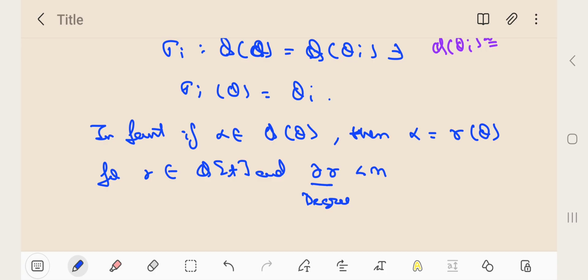Okay, because what was the basis? The basis was the elements 1, theta, theta square, till theta to the power n minus 1. So any arbitrary linear combination will be of the form a0 plus a1 theta plus a2 theta square, and so on till an minus 1 theta to the power n minus 1. So if I take r to be the polynomial a0 plus a1x plus a2x square, till an minus 1 x to the power n minus 1, then r evaluated at theta is exactly equal to alpha, and the degree of r is clearly less than n, right?